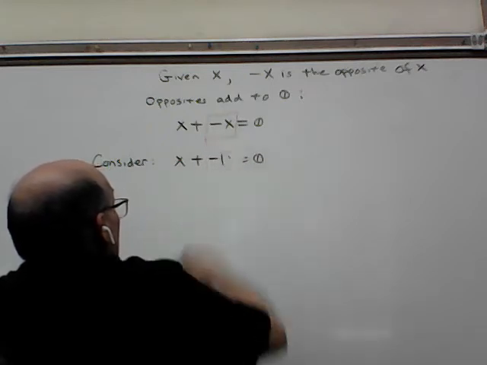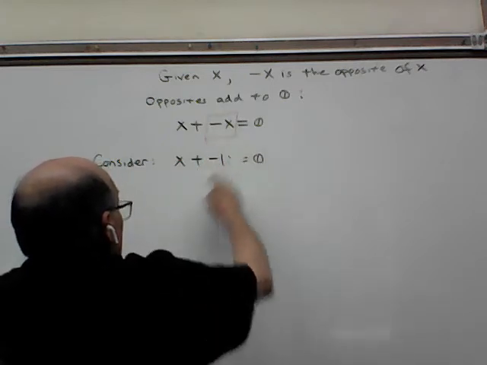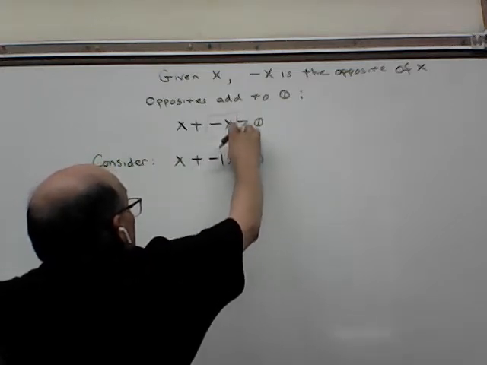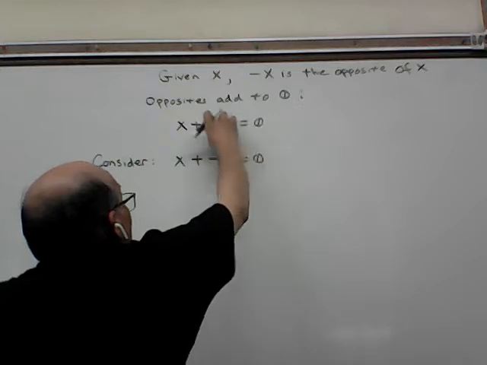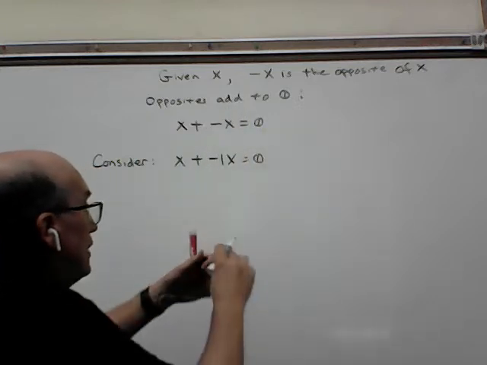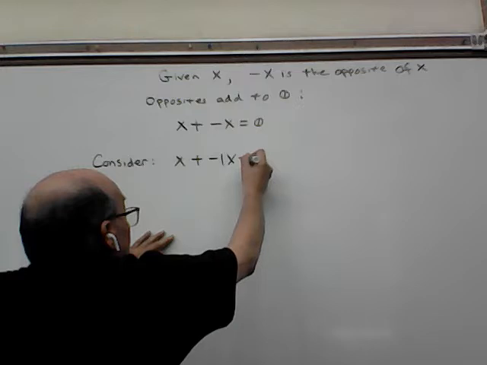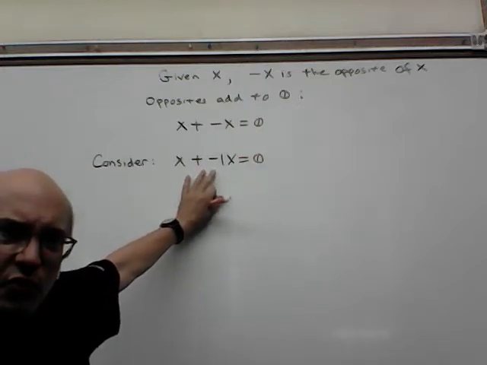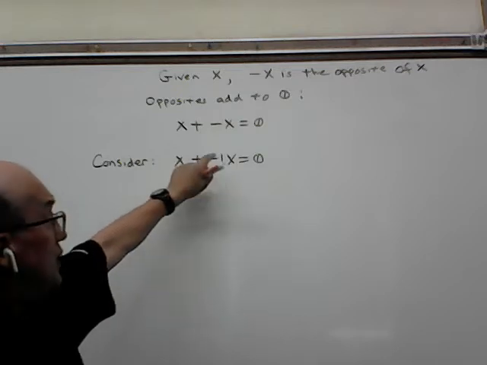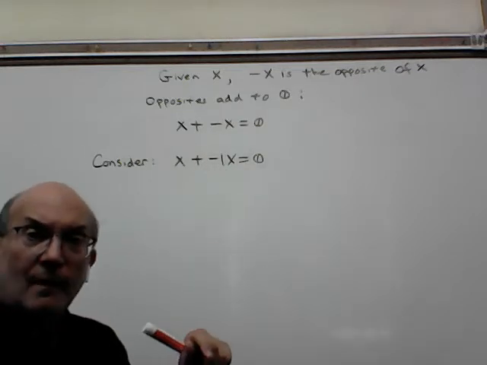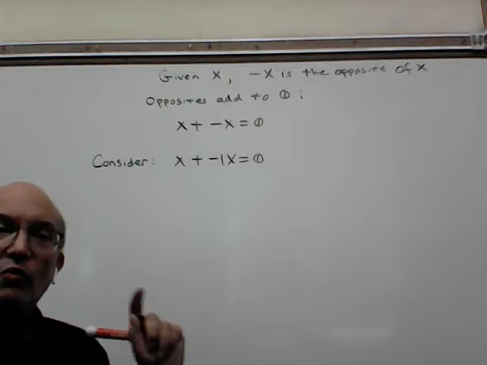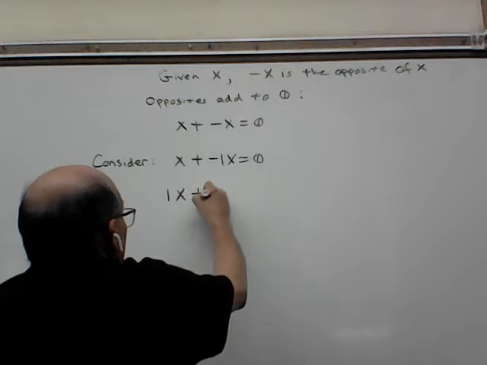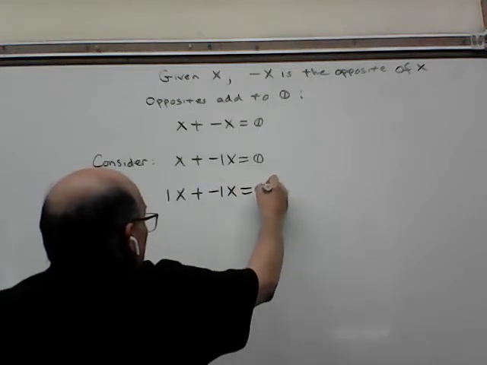So, ladies and gentlemen, how are we going to set out to prove that this equation, this statement that x plus negative 1 times x equals 0, is true? If we can prove that this is true, then we've proven that negative 1 times x equals the opposite of x. First thing I'm going to do is rewrite the statement this way. 1x plus negative 1x equals 0.